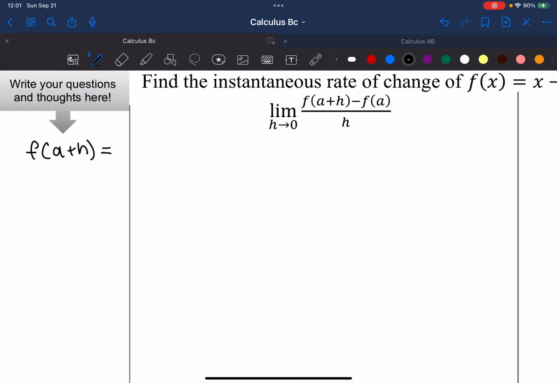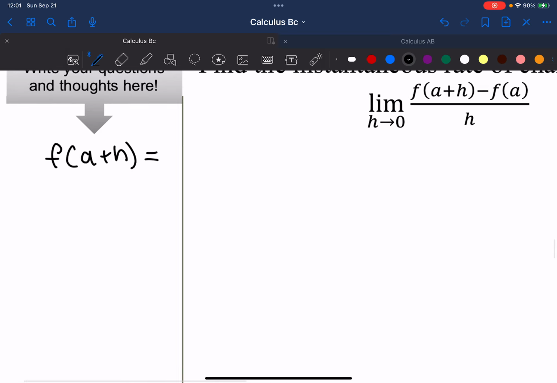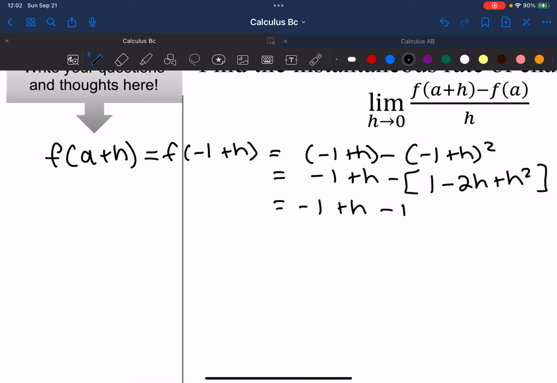So f of a plus h is the same as saying that a is equal to x, so a is equal to -1. So this is the same as saying f of -1 plus h. We're just going to plug in -1 plus h anywhere we see an x. So this is going to be -1 plus h minus -1 plus h squared. Simplifying this, I have -1 plus h minus, foiling this out, 1 minus 2h plus h squared. So this is -1 plus h minus 1 plus 2h minus h squared, which is -h squared plus 3h minus 2.